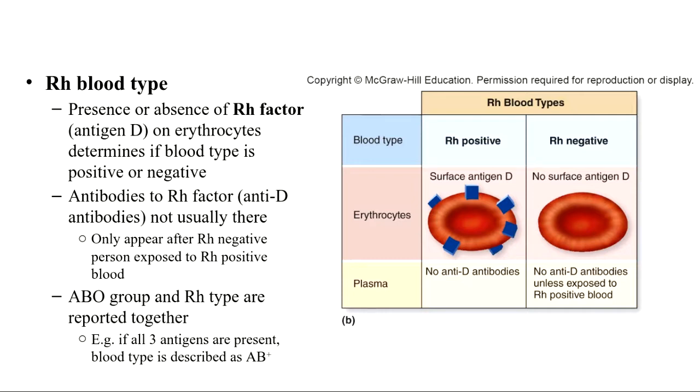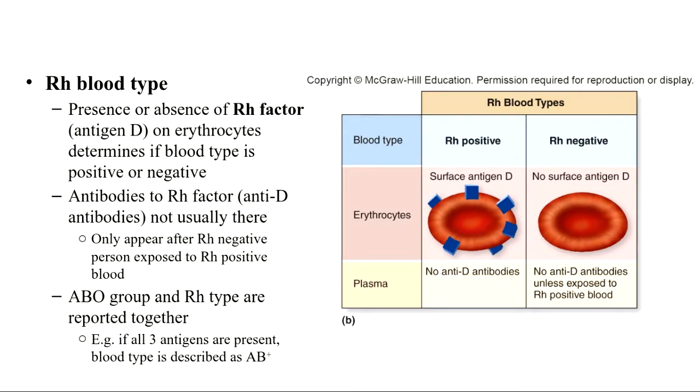The other blood type is called the Rh blood group. The Rh blood group is so named because the Rh antigen was discovered in the blood of the rhesus monkey. Because of rhesus, we call it Rh.